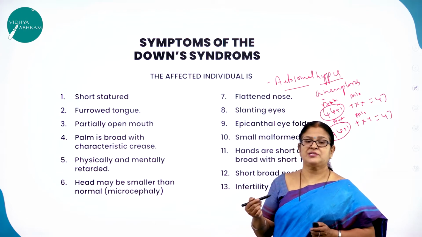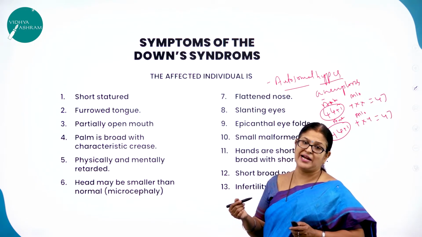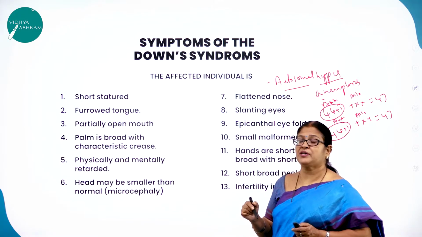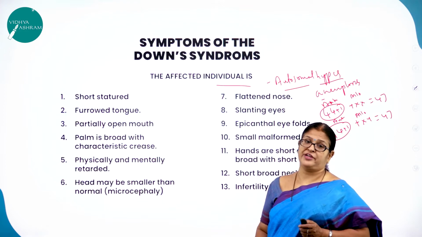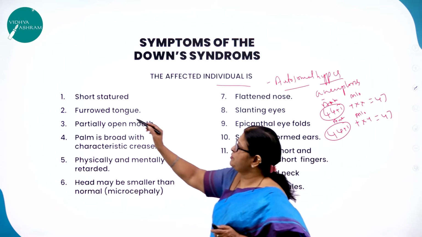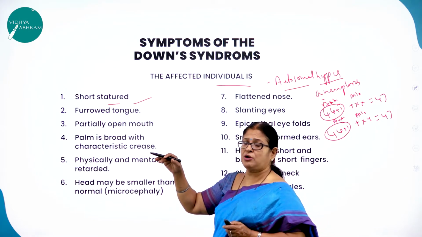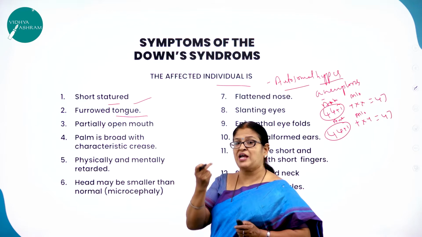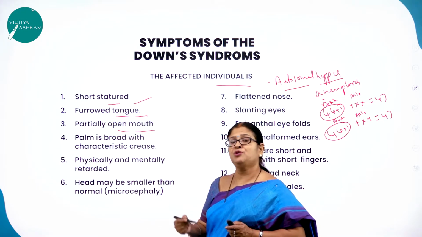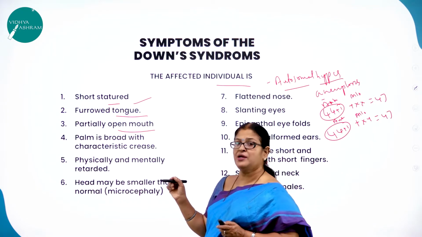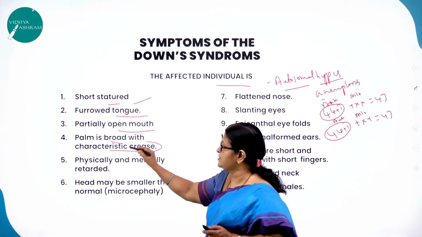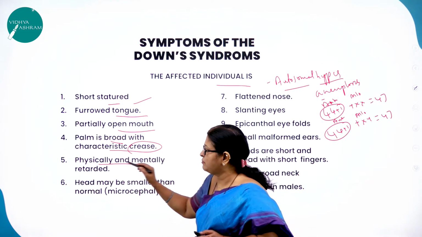As I said, it was first discovered by a British physician named Langdon Down in 1856, hence the name Down syndrome. Now let us see the features of the affected individuals. How do we identify that they have Down syndrome? There will usually be short stature. They will not be tall. Furrowed tongue, so the tongue will have one furrow, like a split. Then partially open mouth. Usually the mouth is closed, but here it is partially open. And the palm is broad with a characteristic crease. Right? And physically and mentally retarded.